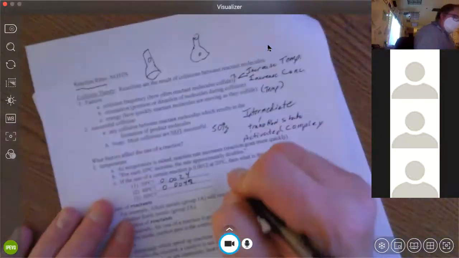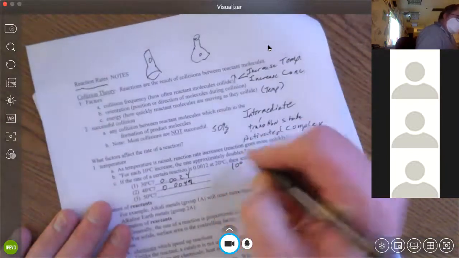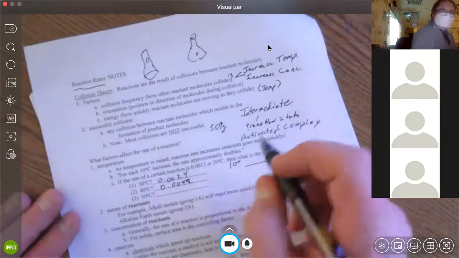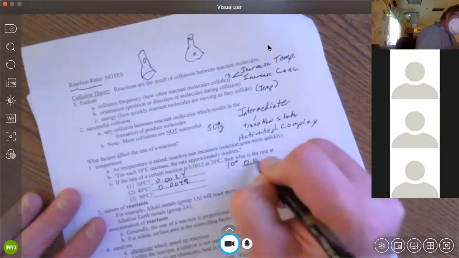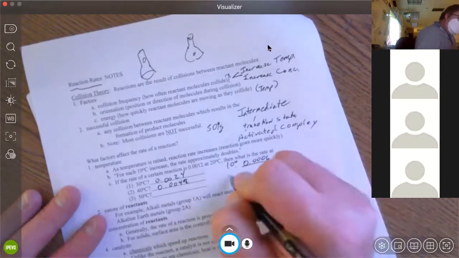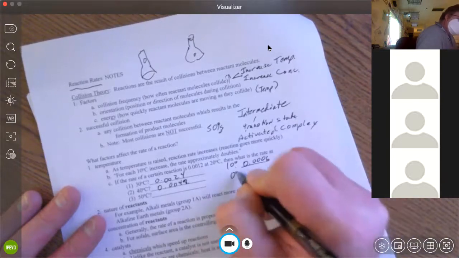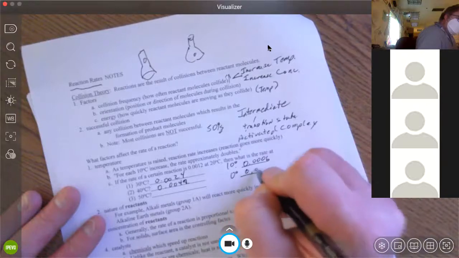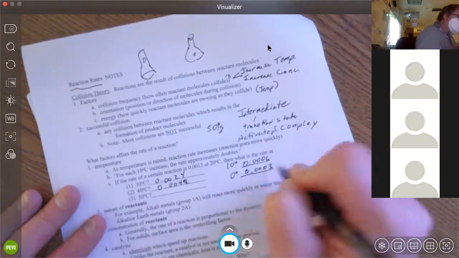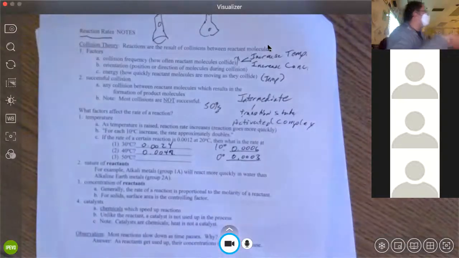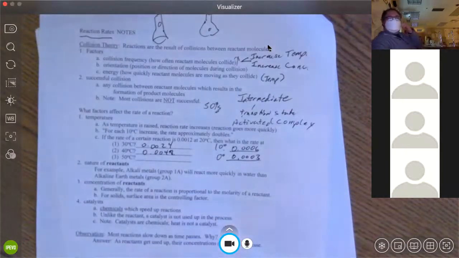What if we got the same thing? 0.0012 is the reaction rate. What if I drop down to 10? 0.0006. Oh, they're gunning for you guys now. 0.0006. What if we go down another 10, very close to 0? 0.0003. Right on time. Yeah, he's got that mute button ready now. So 0.0003.